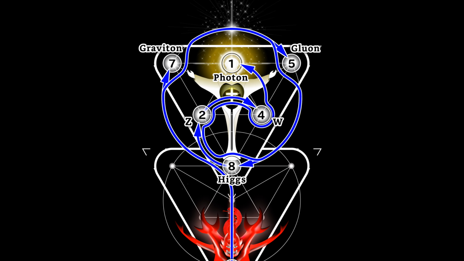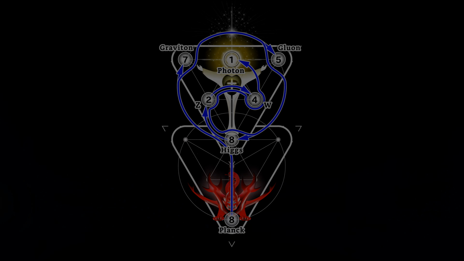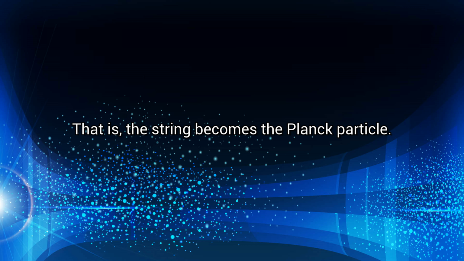That is, the algorithmic processes of the Enneagram theory perfectly represent the creation process of the four forces in the Higgs field. However, without using the structure of the Zeptoform, this correlation cannot be found. As discussed in this section, when the string vibrates one time in one Planck time, it creates the Planck mass. That is, the string becomes the Planck particle.